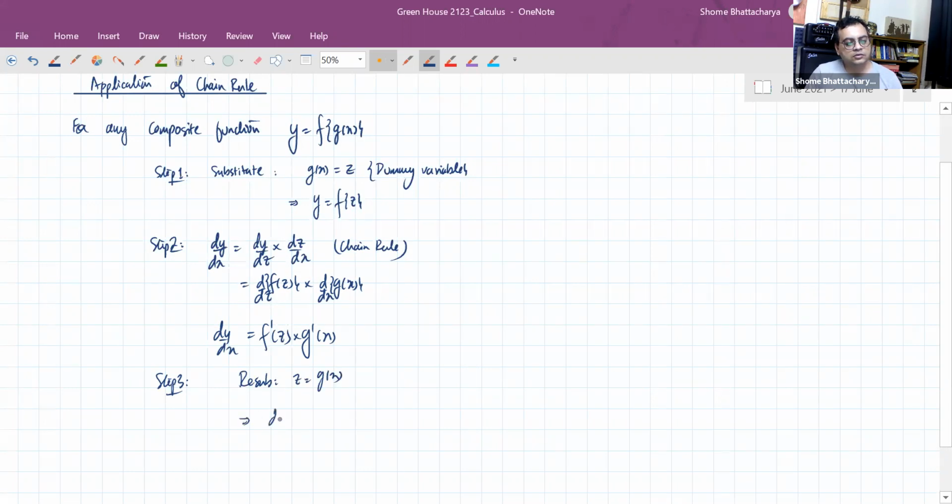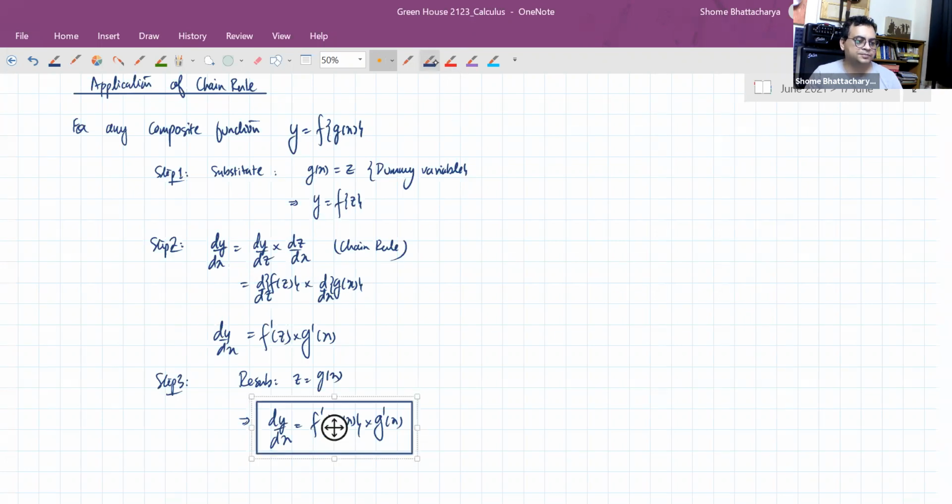So dy by dx will become derivative of f applied on gx multiplied with g prime x, or derivative of g. Okay. So this becomes like a final formula we have. As I told you last time, at this stage it will be better that you first practice various questions with the proper application of all these steps. And once you're comfortable with these steps, then you can come to a stage where we can start applying this formula directly.